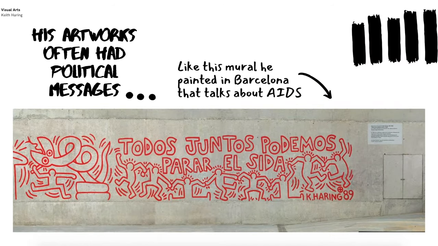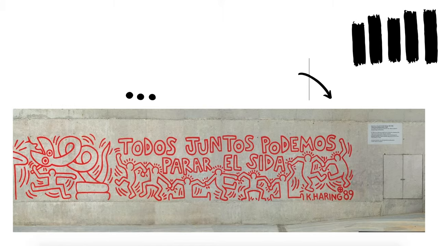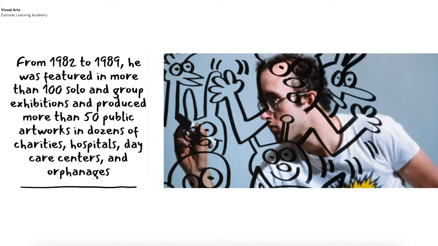Keith Haring art pieces often included political and social messages, things that really concerned him, like AIDS, war. You can see in this picture a graffiti he made in Barcelona about stopping AIDS. From 1982 to 1989, he was featured in more than 100 solo and group exhibitions and produced more than 50 public artworks in dozens of charities, hospitals, daycare centers, and orphanages.